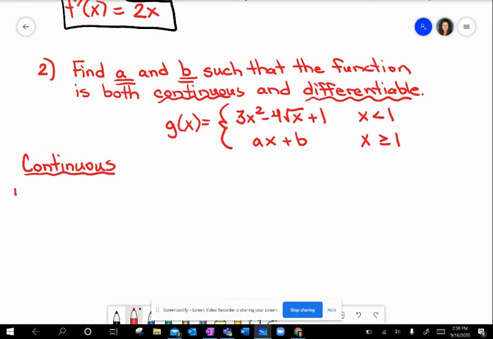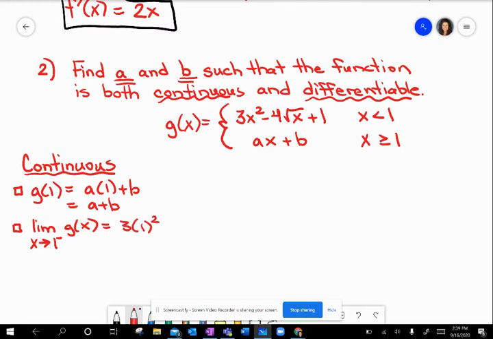Okay, well, we know that to be continuous, g of x must exist at 1. So at 1, we would get a times 1 plus b. So it's a plus b. Oh boy, we're headed for some systems of equations, folks. So now let's look at the limit as x approaches 1 from the left of g of x. Well, 1 from the left would be the first piecewise function. So it would be 3 times 1 squared minus 4 times the square root of 1 plus 1. So we get 3 minus 4 plus 1. Oh, that equals 0. My, isn't that interesting?